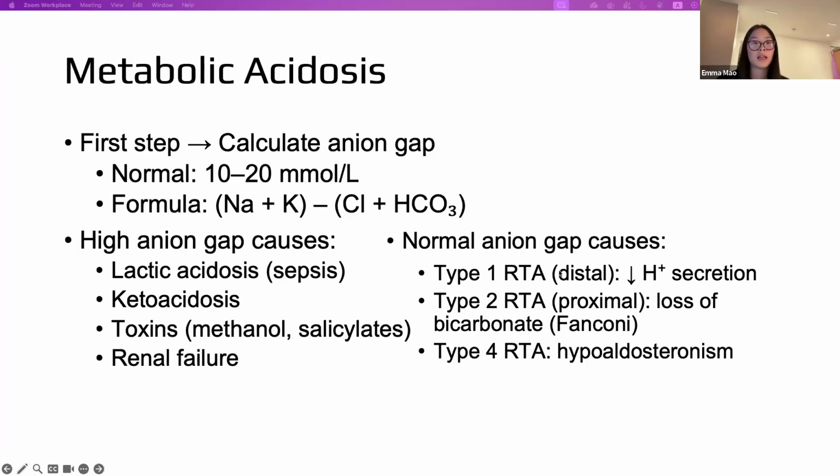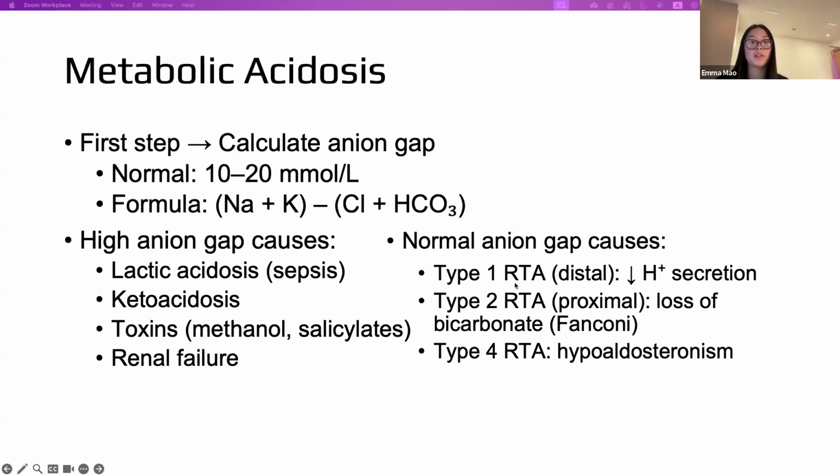And then we have normal anion gap causes. This means that the cause is something that's normally found in the body that's at a wrong level. For example, too much hydrogen in the body causes an acidosis. So decreased hydrogen secretion causes metabolic acidosis. And if we have excessive loss of bicarbonate, that's also a cause of metabolic acidosis. And then we have hyperaldosteronism as well, for example.